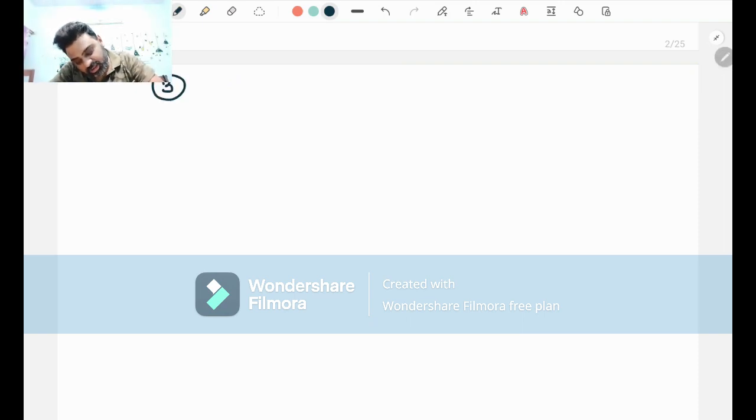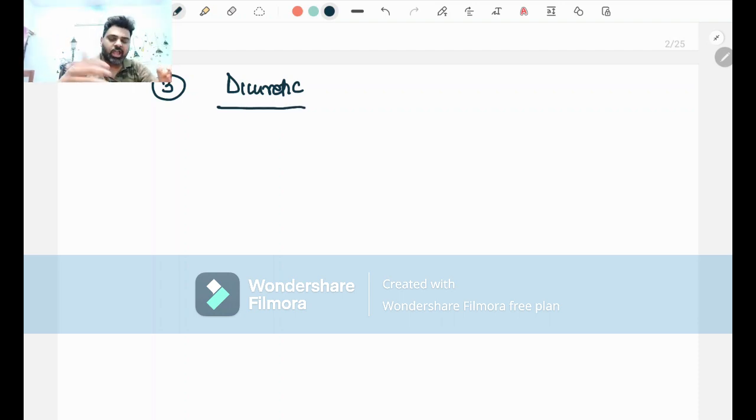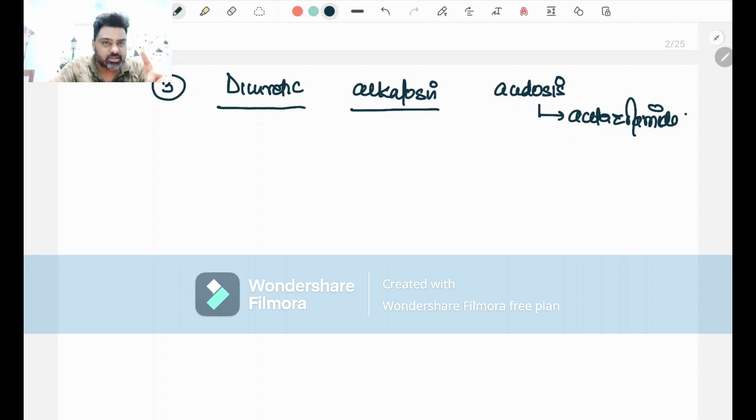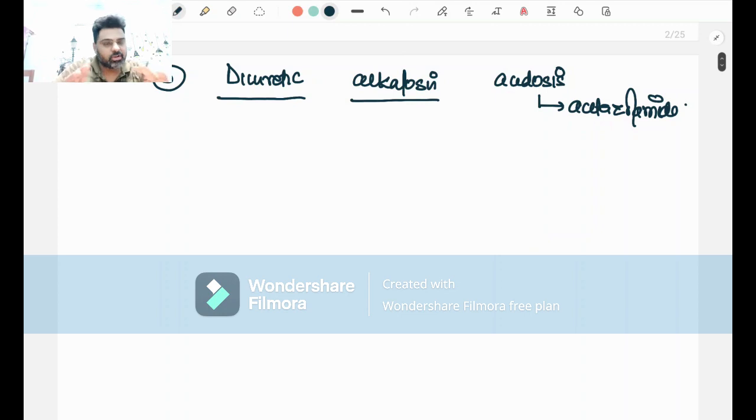Now the third cause will be diuretic use. Every diuretic causes alkalosis. The only diuretic that causes acidosis is acetazolamide, because acetazolamide inhibits the carbonic anhydrase in the lumen as well as in the cell. Therefore it decreases proximal convoluted tubule bicarbonate absorption. So it causes acidosis, and the rest of the diuretics cause alkalosis.